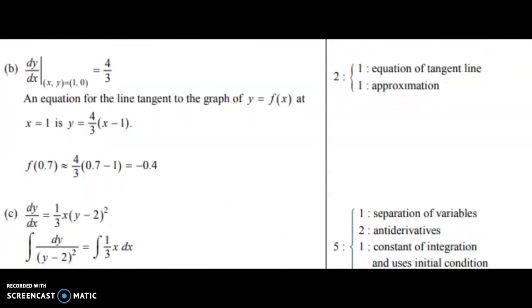All right, so let's look at the next part. For part B, we were writing the equation of the tangent line. You get 1 point for getting the equation of the tangent line correct. And then you're going to get 1 point for your approximation. You can see over here in the scoring guide that they simplify all the way to -0.4. Please, please, please do not simplify. This will get you full credit.